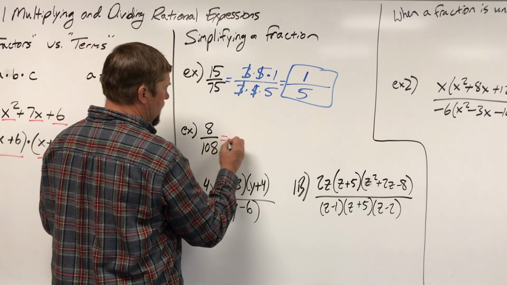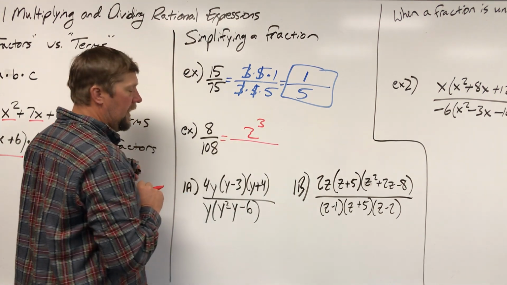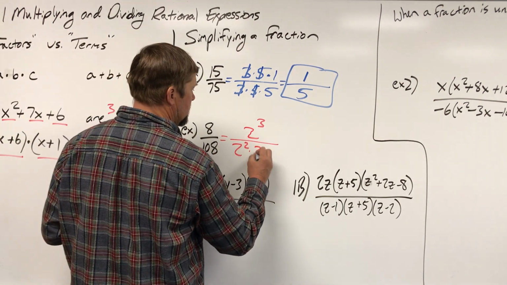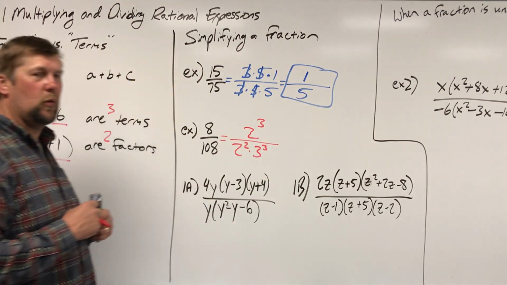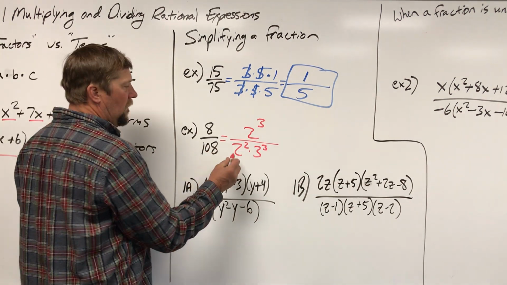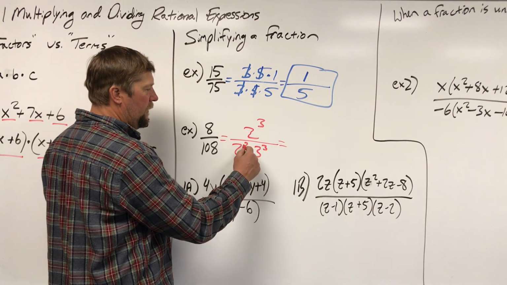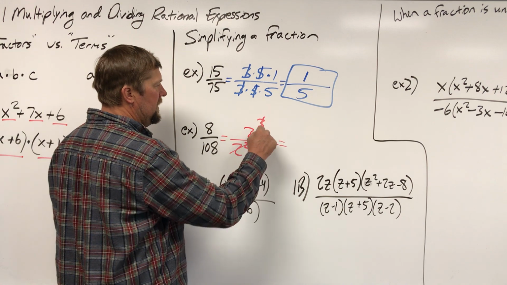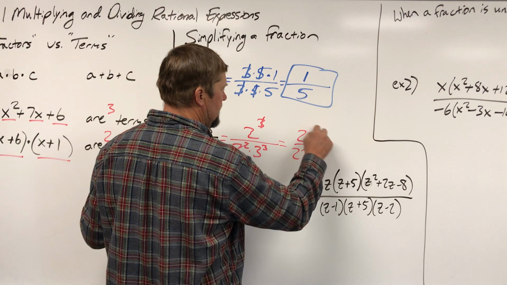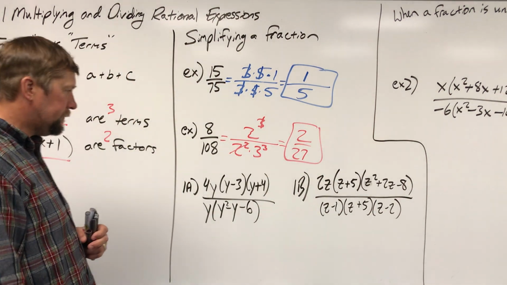This one here, I have 2 cubed. This one here, I believe, is 2 squared times 3 cubed. It's 4 times 27. 4 is 2 squared, 3 cubed. As long as my bases are the same, we can simplify. We've got 2 2's here, we've got 3 here, leaving me with 1 up top. So that's a 2 on the top and a 27 on the bottom. So we've canceled like factors.